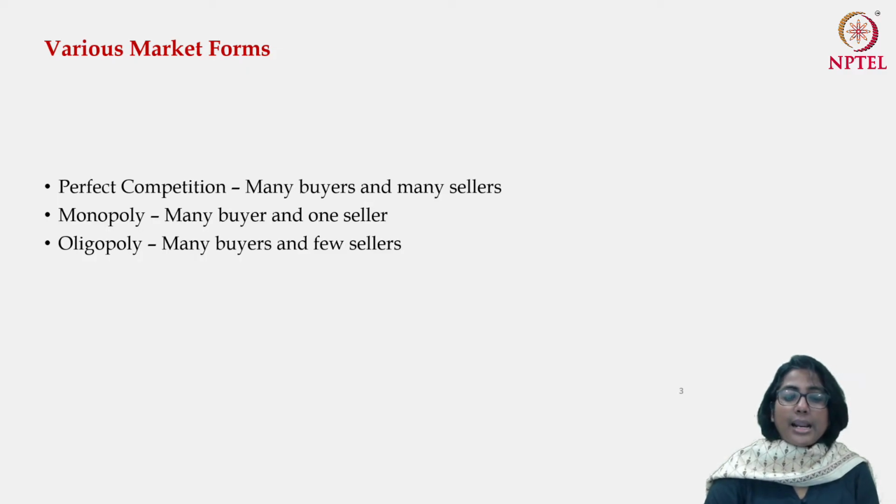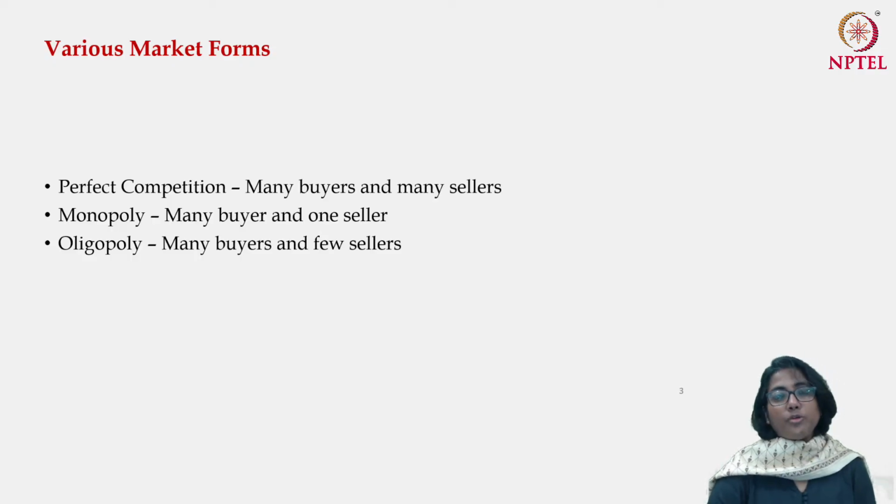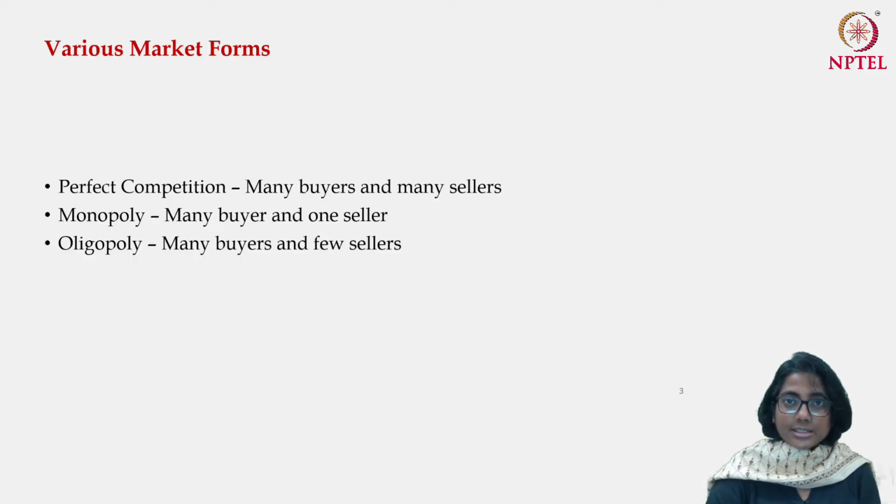As I said, unlike perfect competition, in monopoly you have one producer as well as supplier. However, you have multiple buyers in the market. So clearly you can understand that there is a lot of power enjoyed by the monopolist. In case of oligopoly, the buyers remain many. However, instead of one monopolistic firm, you have two or maybe three or four, a limited number of suppliers present in the market.